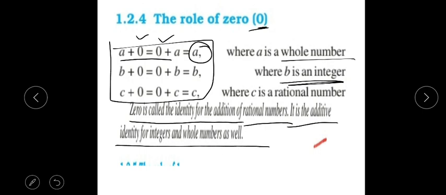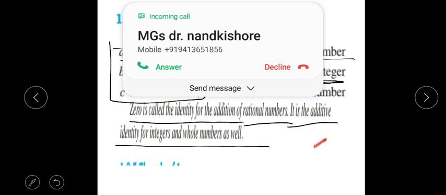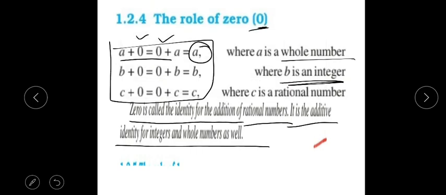Before going to this, what is identity? An additive identity is a number which, when added to any number, leaves the result unaffected. That means the result remains the same. So here we can see that 0 is the additive identity for whole numbers, integers and rational numbers too.